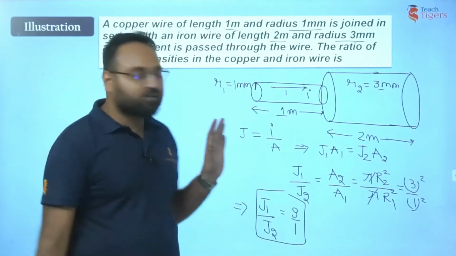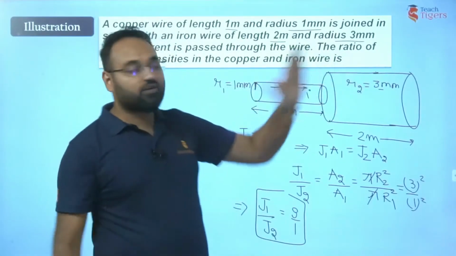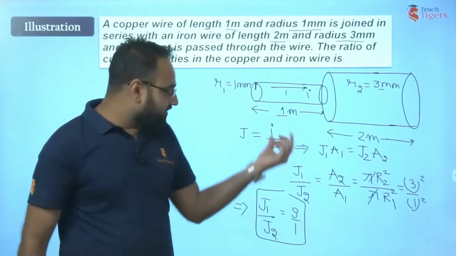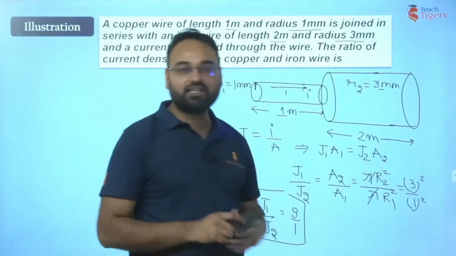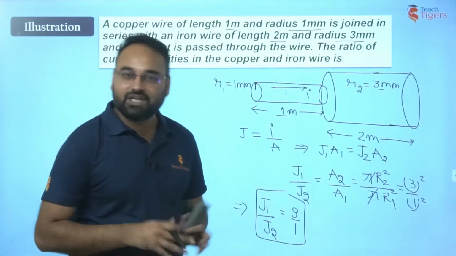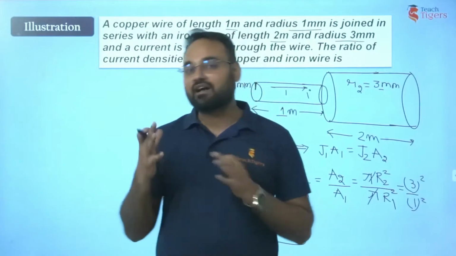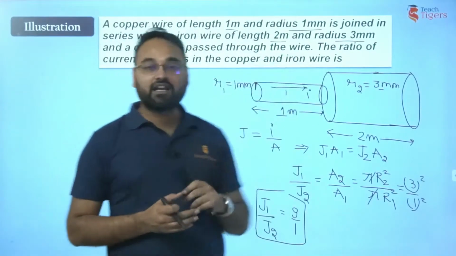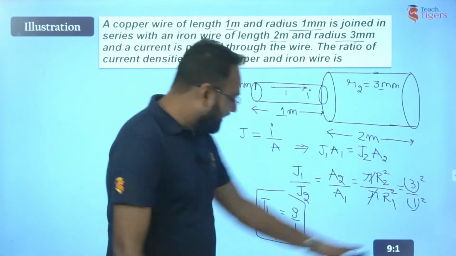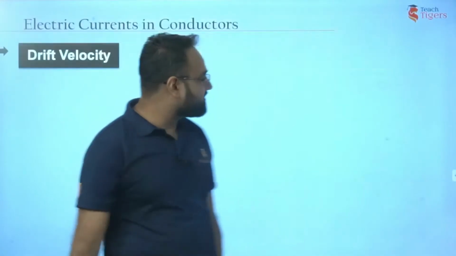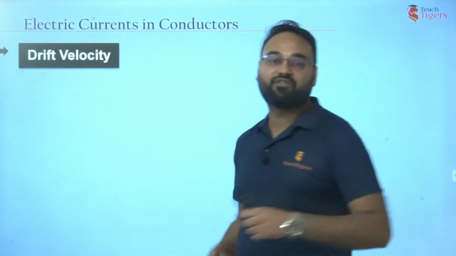All we have to remember is that in such cases, the current is always and always going to be the same. And if the current is the same, we can directly establish the relation that J1A1 is equal to J2A2. So I hope now it must be clear to you how we handle current densities related to a current carrying conductor. Now let's move forward. As we can see, it is 9:1, our answer is right. So the next topic that comes is drift velocity.